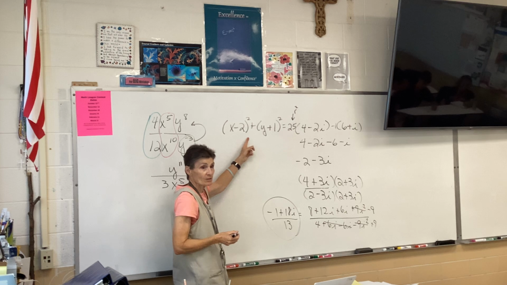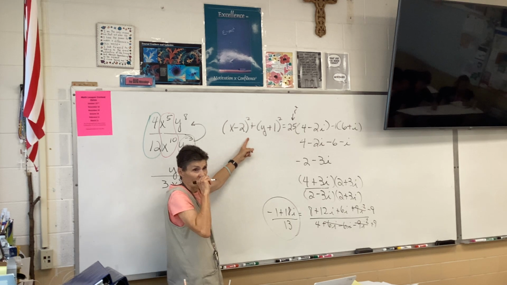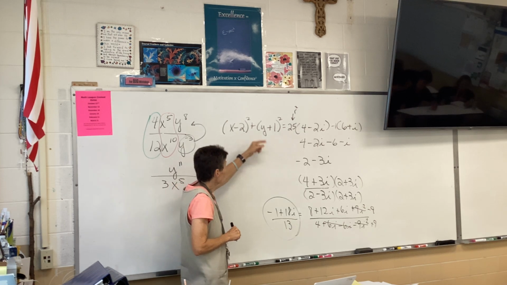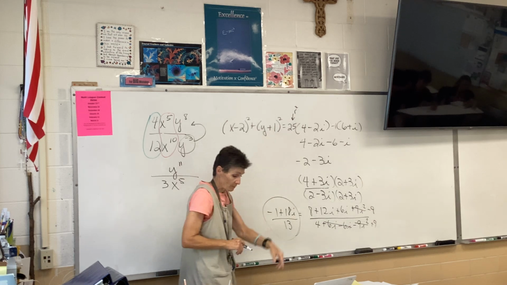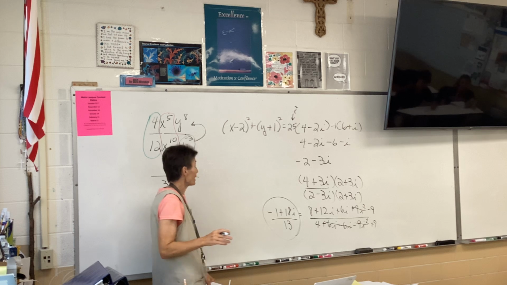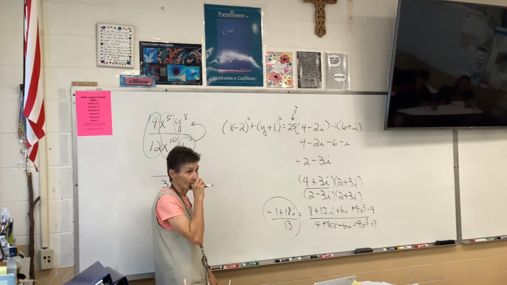Why is it x minus 2? Because it's always the opposite. And the x value is 2. So (x − 2)² + (y + 1)². No work to show. We just gotta know that's what the equation of the circle looks like.